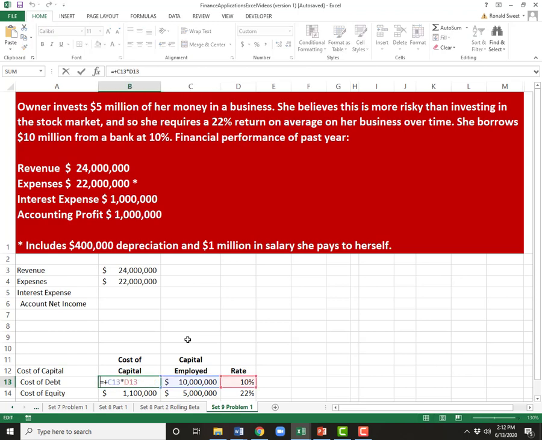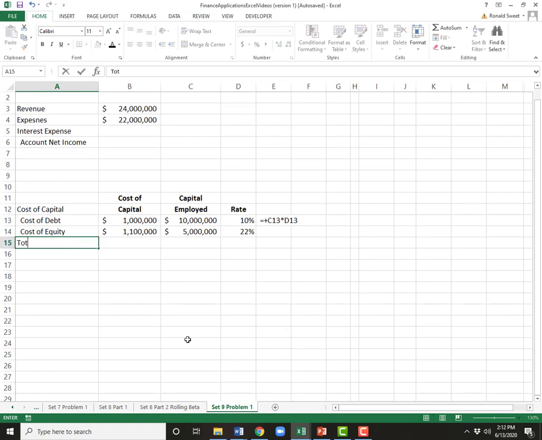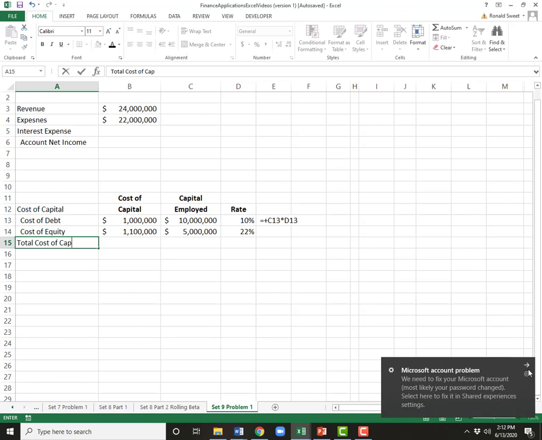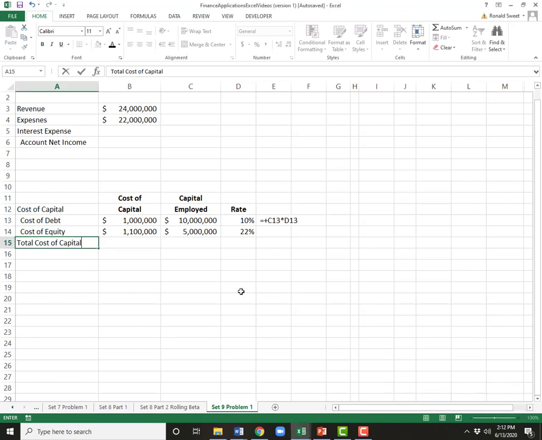All right, so I'll put that formula over there on the side. You just multiply across $10 million times 10%, and your total cost of capital is just the sum of those two. Your total capital employed is 15 million, and so your cost of capital, you can just take the 2.1 million divided by the 15 million. You can see that your cost of capital is 14%.